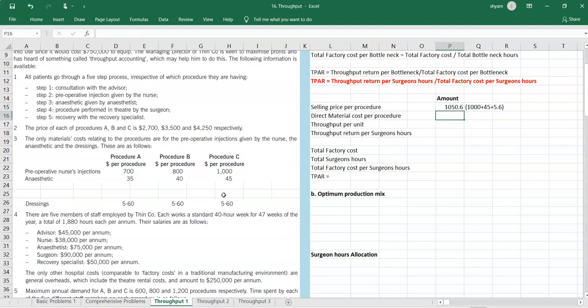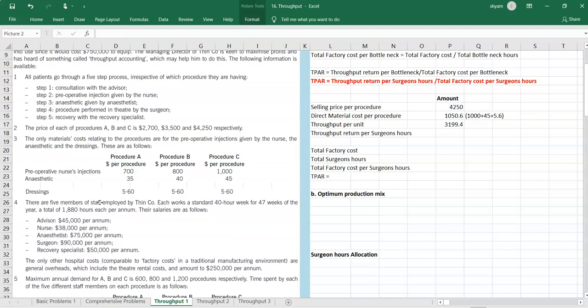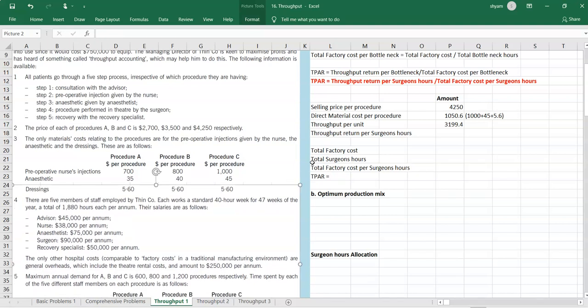And the direct material cost, okay. Selling price per procedure is for C, right? For C alone it is 4250. So throughput per unit would be this minus this. So we got the number. So let's get the other numbers. So what we require is this. For doing this TPAR, first we'll see the TPAR and then we'll see the balance information.